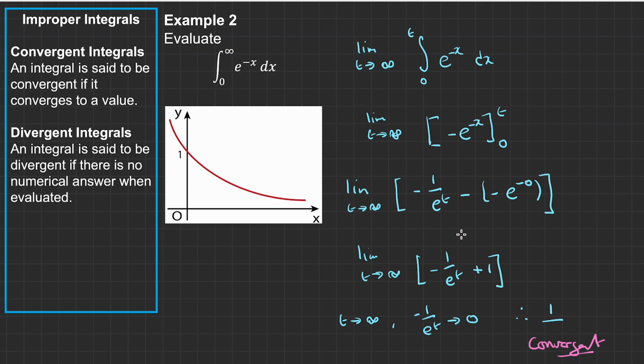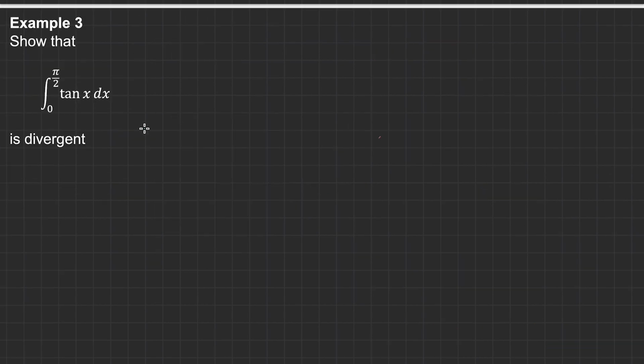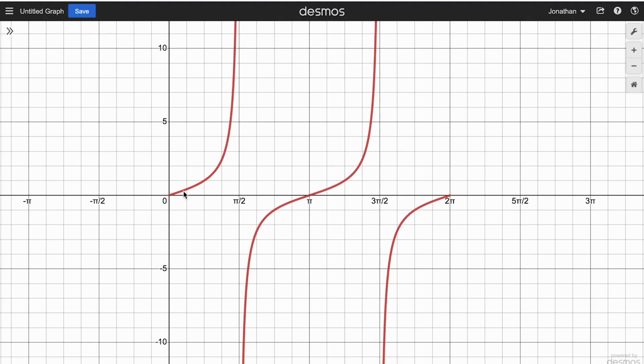Okay, let's try example 3. Okay, so for example 3, we're asked to show the integral between 0 and pi over 2 of tan x dx. But to begin with, I'm going to show why this is an improper integral. Okay, so here we have the graph of tan x. And you can see that as we start at 0, the lower limit of our integral, the function is defined. But as we approach the upper limit, pi over 2, tan x becomes undefined. So for this reason, within our limits, tan x is an improper integral.